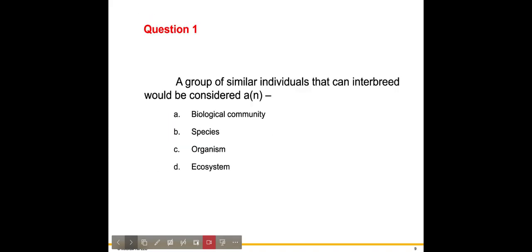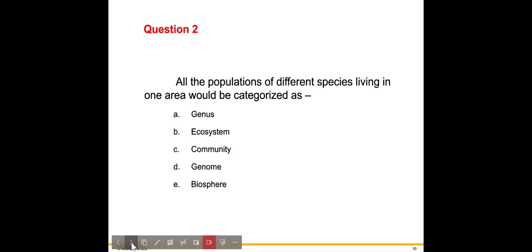So now we have a chance to check your knowledge based on what you just were presented. So again, you may pause this video, but a group of similar individuals that can interbreed would be considered what? And that should be B, species. Question 2. All of the populations of different species living in one area would be categorized as, and that should be C, community.